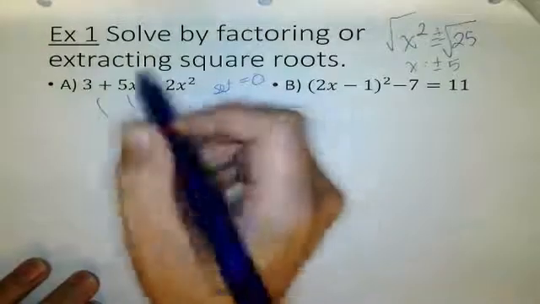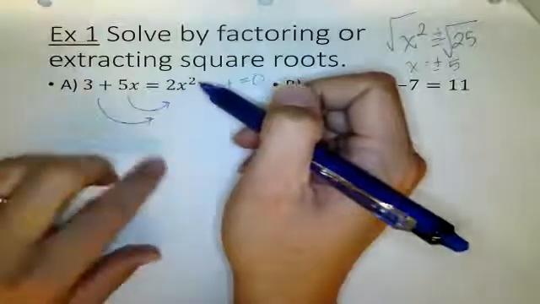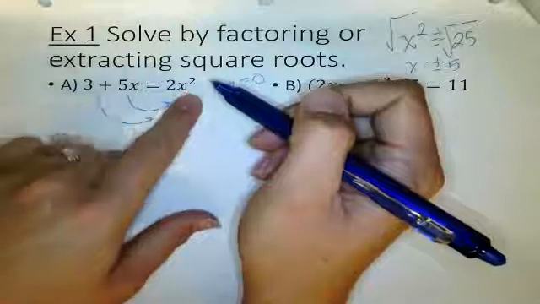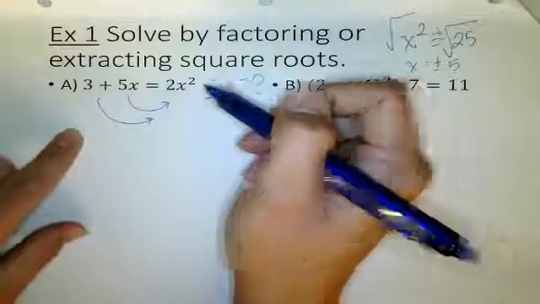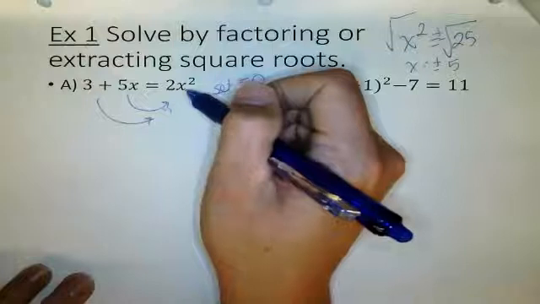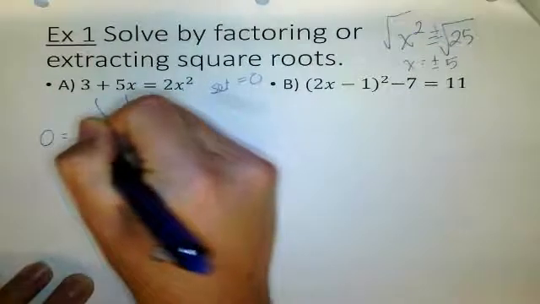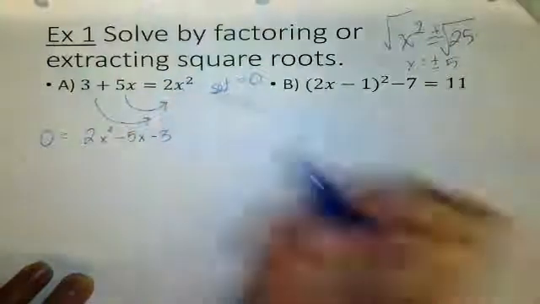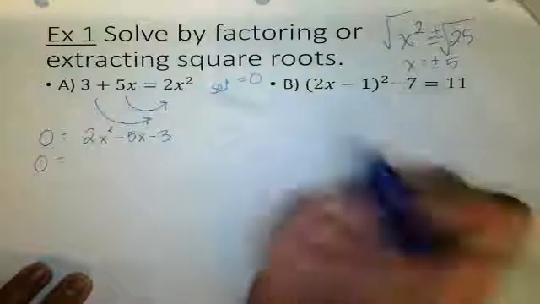How come I'm going to go that direction instead of just moving? How come I didn't want to move my 2x squared over? I don't want my leading term to be negative. I hate when that leading term is negative, so I would rather move the other things. So 2x squared minus 5x minus 3. And then we can factor. What does factor mean? Double bubble.